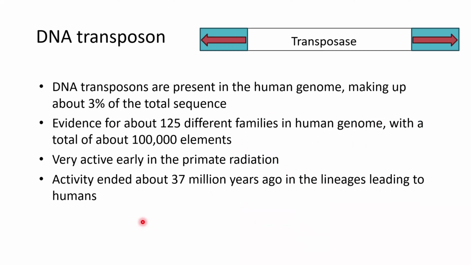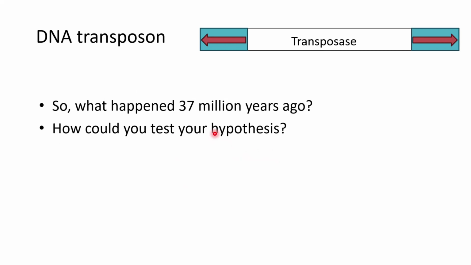So I told you that these DNA transposons existed about 37 million years ago. They were very active during primate radiation, but then they kind of stopped being active. So what happened? Any idea? No? It's a question in natural history. What happened? There was some kind of big evolutionary change somewhere.